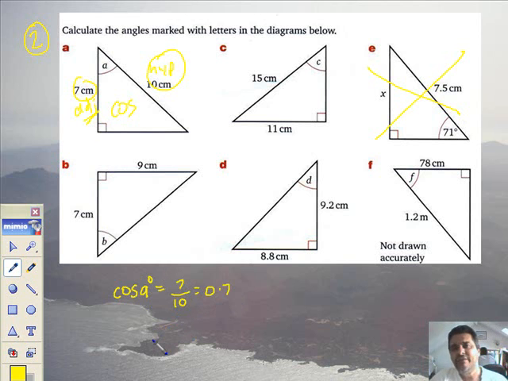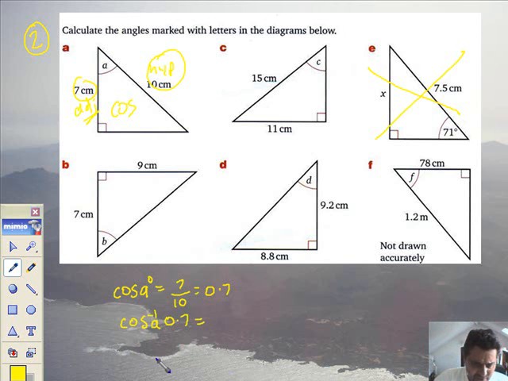Now this is where the shift cos comes in, because now I'm telling the calculator, I'm giving you a cosine of 0.7, you tell me what the angle is. There's no way we can work it out unless we talk to the calculator. So watch what I'm going to do now. The correct way to write it all out is as follows. Shift cos minus 1 of 0.7 equals, it's going to give us the angle straight away.